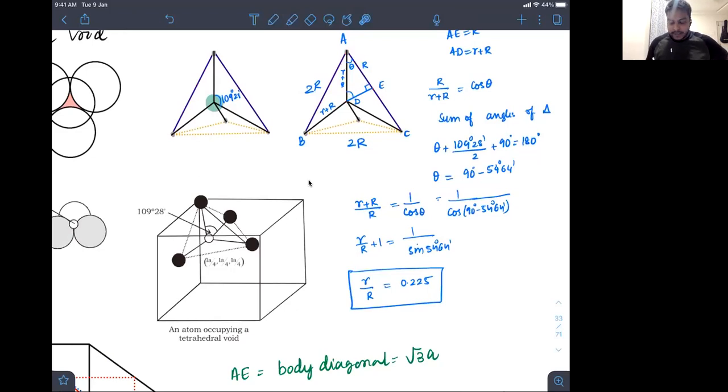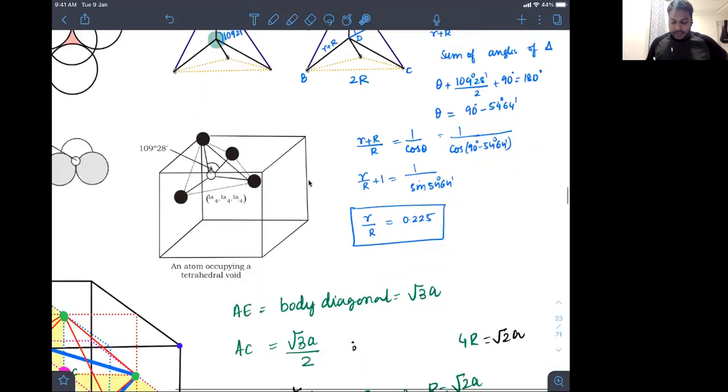If I reverse that, it becomes small r plus capital R by capital R, which is equal to 1 by cos theta. And cos of 90 minus 54 degrees is sine of 54 degrees 44 minutes. If I solve this, I get r by R equal to 0.225. Clear, students? I'll get this as 0.225.